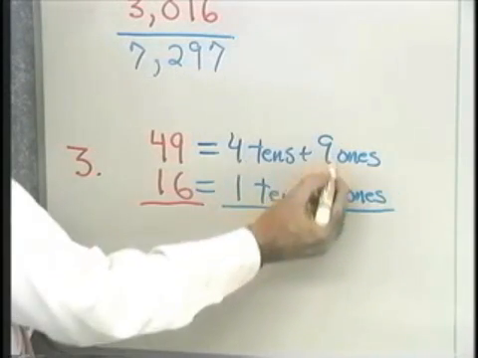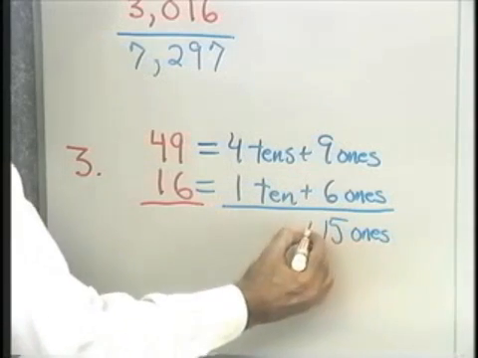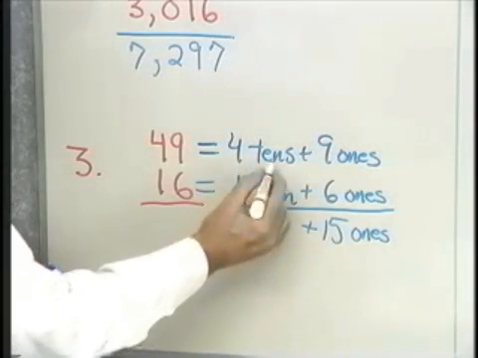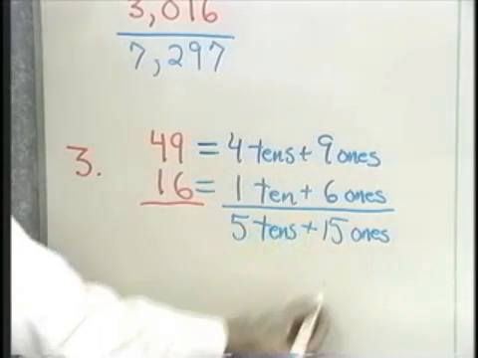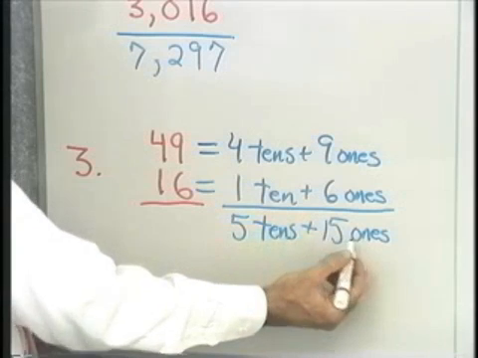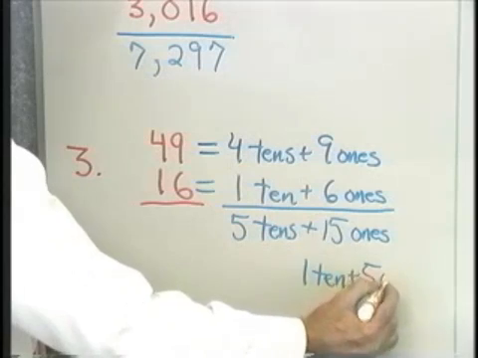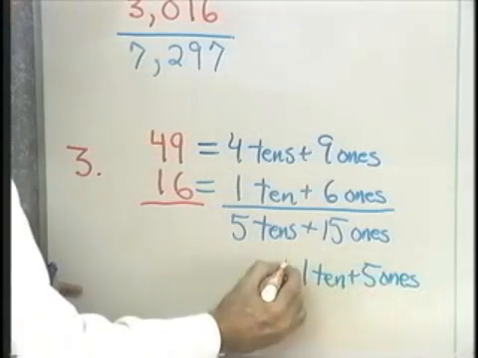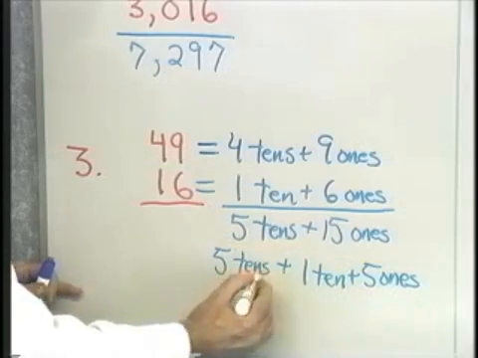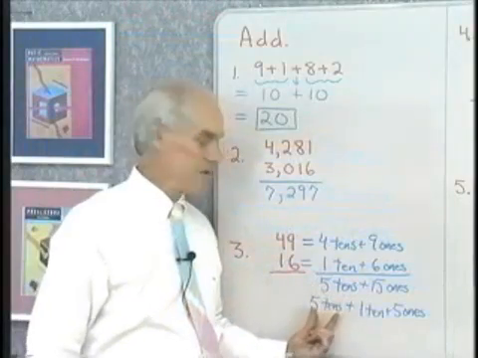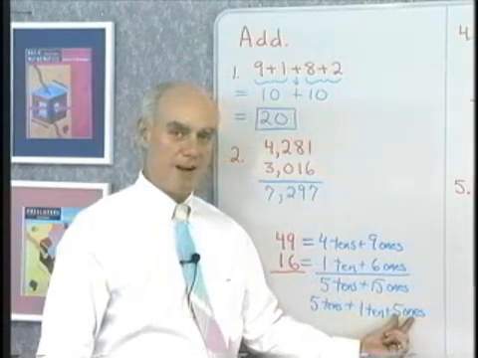Now, I can add the ones together, and I have 15 ones. And to that, I'm going to add 4 and 1 is 5 of these tens. Now, I know that 15 ones is the same as 1 ten and 5 ones. And so to that, I'm going to add this 5 tens right here. So you see what I have is my 5 tens from here, and then my 15 ones I've rewritten as 1 ten and 5 ones.